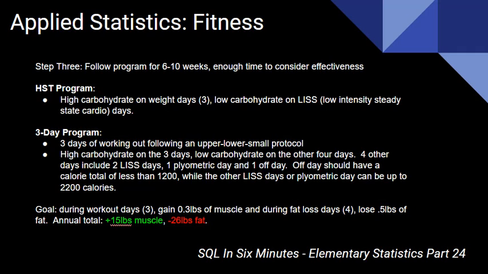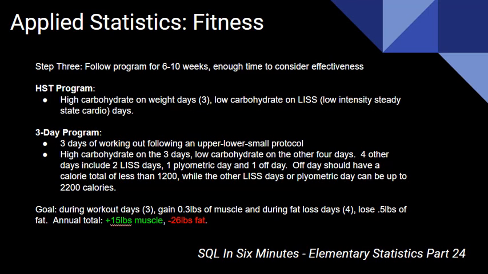That was a protocol. Then there was a 3-day program, 3 days of working out, following an upper, lower, small protocol. I said this wrong. It should be large, lower, small. So large muscles would be like the chest and the back. The lower would be all of the lower body. And then the small would be like the deltoids, the biceps, triceps, traps.